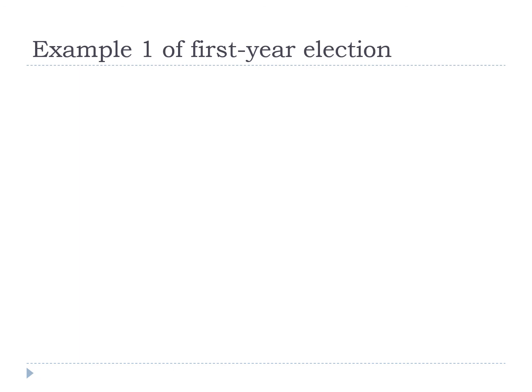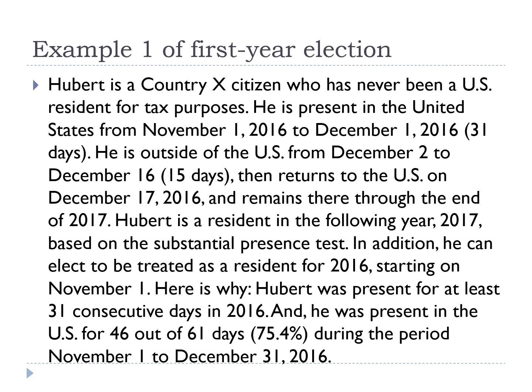Here's an example of the first-year election. Hubert is a country ex-citizen who has never been a U.S. resident for tax purposes. He's present in the United States from November 1, 2016 to December 1, 2016, which is 31 days. He is outside of the United States from December 2nd to December 16, 15 days, and then returned to the U.S. on December 17th, 2016, and remains there through the end of 2017.